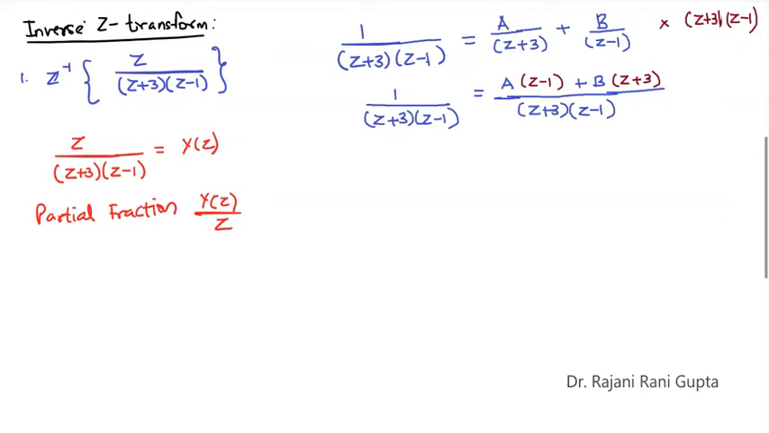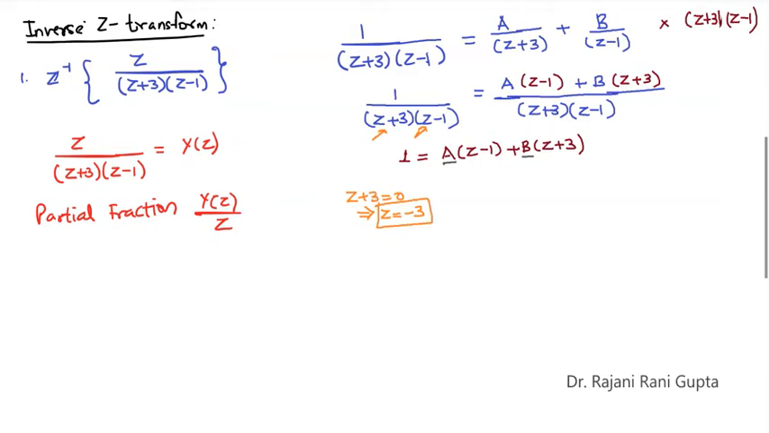So this is 1 equal to A times (z minus 1) plus B times (z plus 3). Again we have two constants, A and B. To find their values we need to substitute two different values of z, which we will get from the denominators. Let's first put z plus 3 equal to 0. This gives z equal to minus 3.